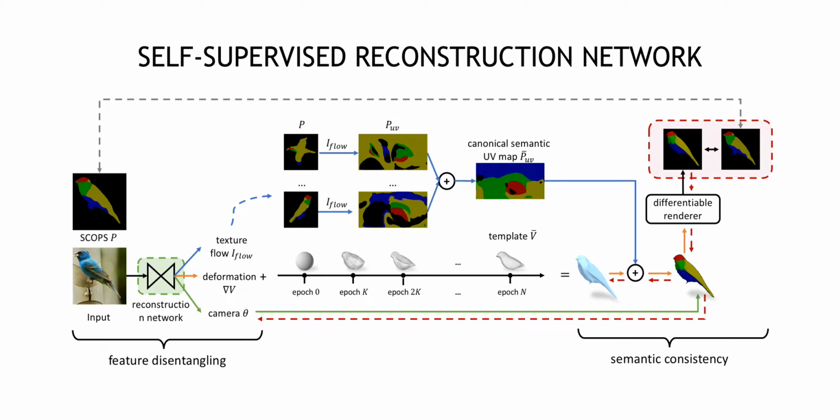Meanwhile, we also update the canonical semantic UV map by averaging the individual UV SCOPS sampled from each instance image at the same time as the template. The blue boxes run like an EM step in the EM-like iterative learning.